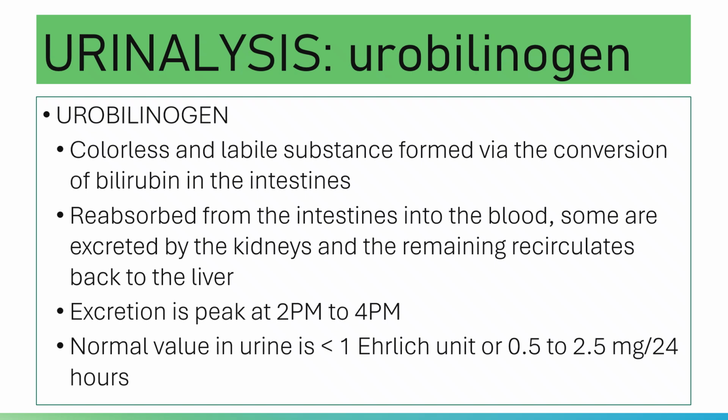Urobilinogen is a colorless and labile substance that is formed via the conversion of bilirubin in the intestines. Please note that the urobilinogen that is reabsorbed from the small intestines going to the portal circulation re-enters as urobilinogen still.